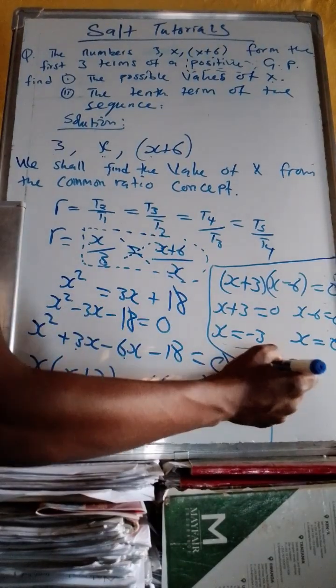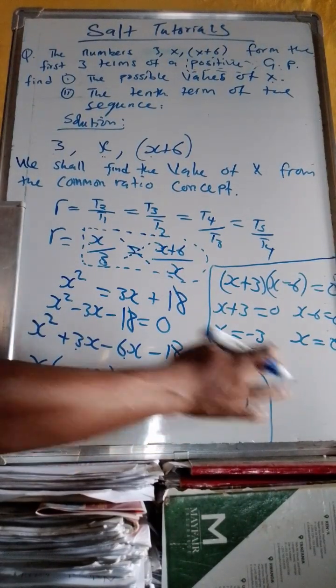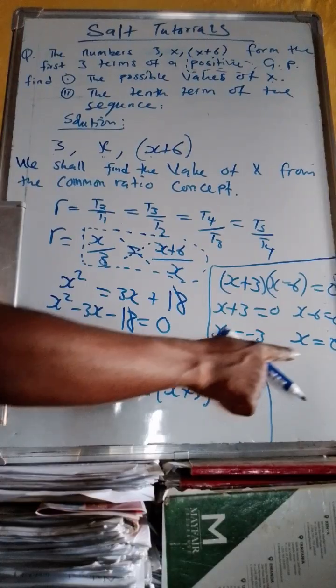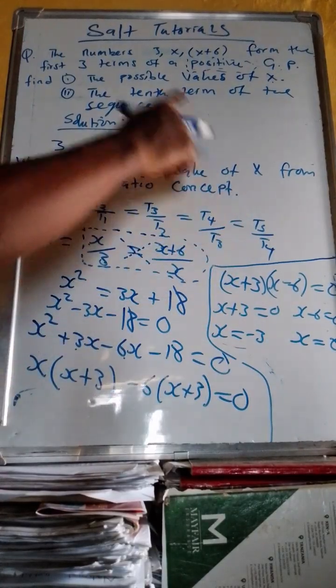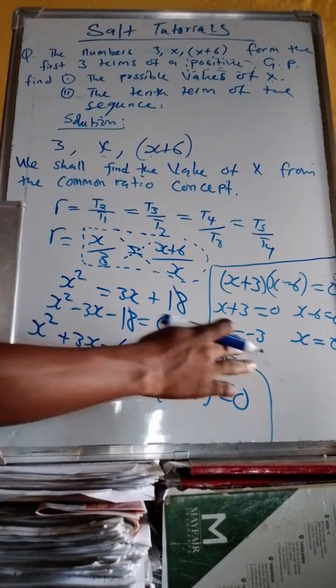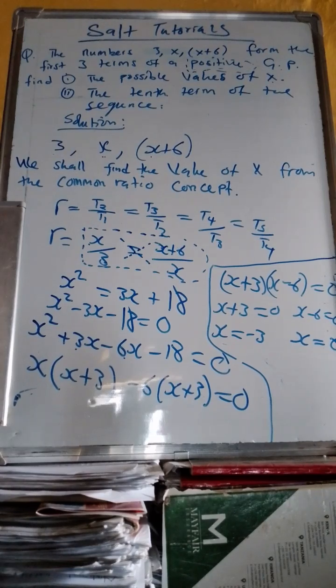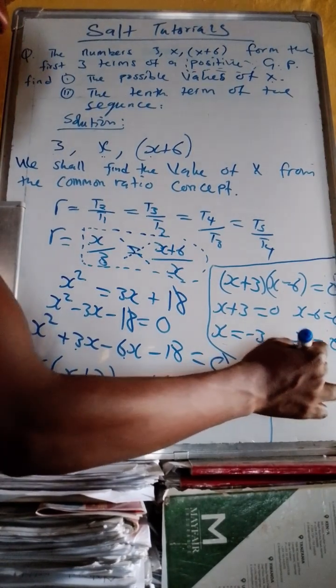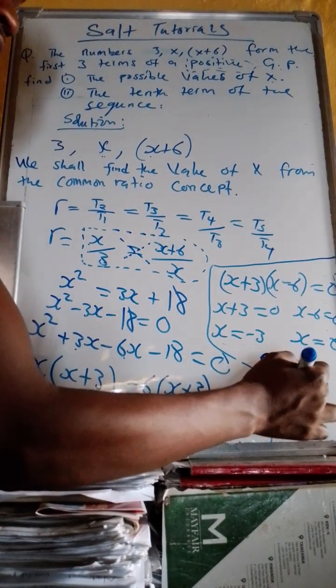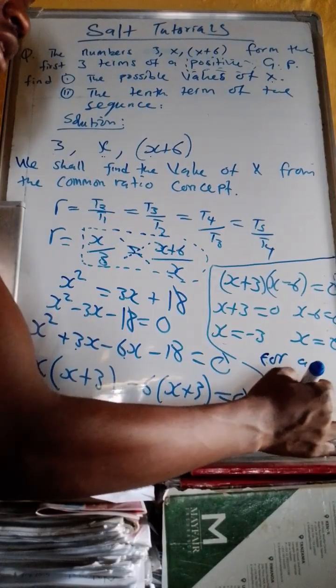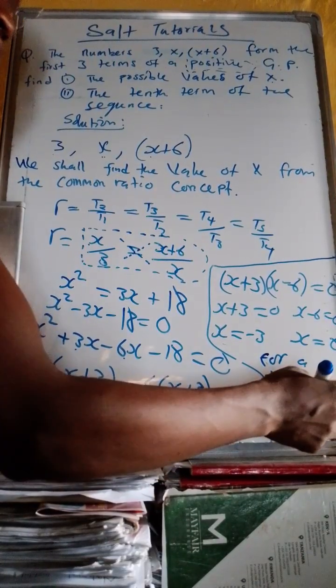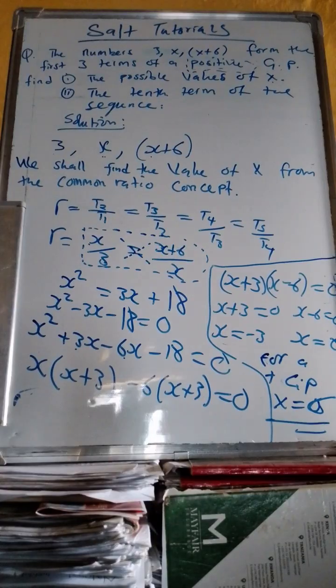So the possible values are x equals negative 3 and x equals 6. But following the question, which says a positive geometric sequence, x should be equal to 6. This should be your answer. For a positive geometric sequence, x should be equal to 6, and you are done. Okay, now let's go to the second part.